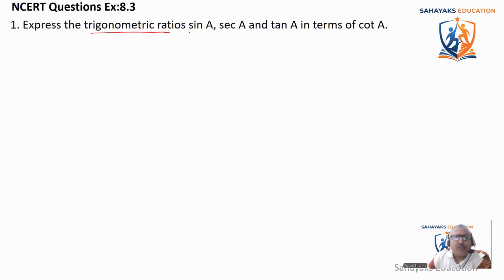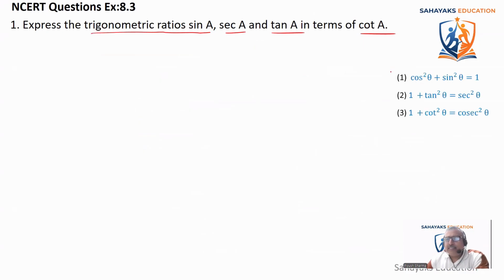Express the trigonometric ratios sin A, sec A, tan A in terms of cot A. Okay, so we have to convert this, and we know these are the identities which we have. You have to remember these identities. Nobody's going to give you a reference on the right hand side of your exam papers. You have to remember these 3 identities, which are pretty simple.